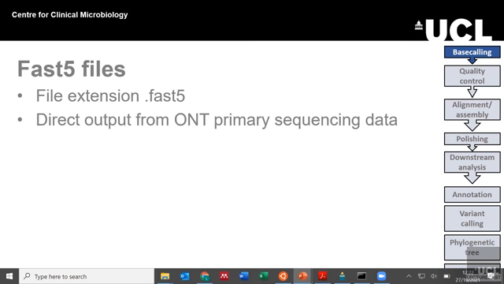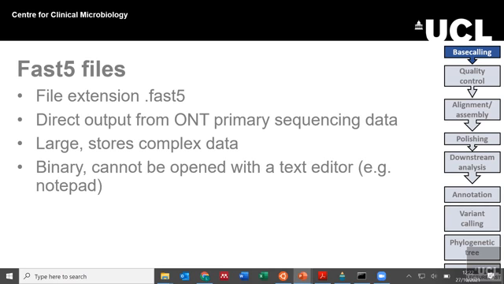So these are the squiggle data, so the changes in the electrical current that is created when it goes through the pore. And they store a huge amount of information. And if anybody's ever had a look at the raw data, you'll see that it's gigabytes worth of data. So they are really quite large. You can't open them with a text editor.